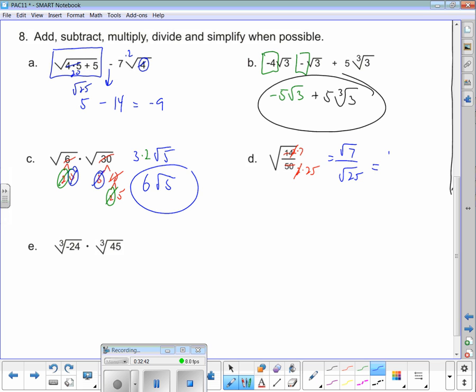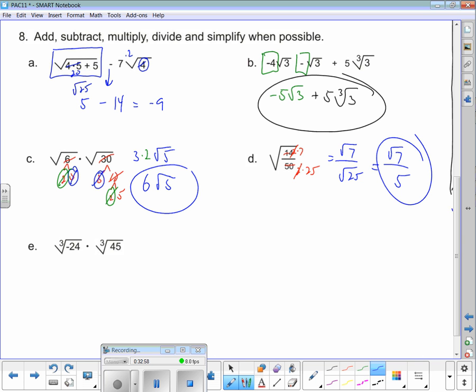The top's got to stay, right? But what's the bottom? A 5. You should have gotten the square root of 7 over 5. So you can be careful on that kind of problem. Whenever you can reduce the fraction, reduce the fraction. And then split it up.